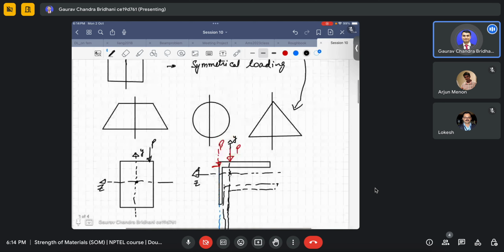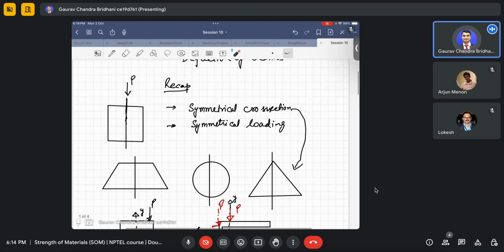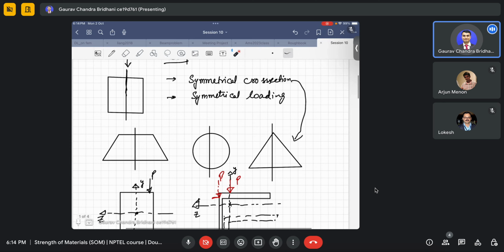So my point is we have to remember these two things: symmetrical cross section, symmetrical loading. If either one of these is not there, then the bending is going to be unsymmetrical. So as I told, even in a symmetrical section, if I put loading here or if I put loading here, it is going to be subjected to unsymmetrical bending.